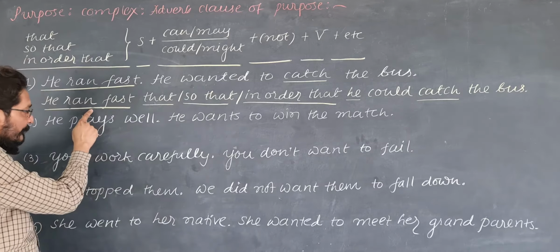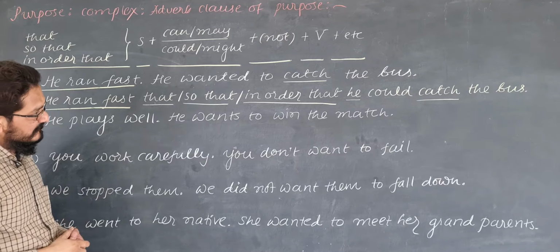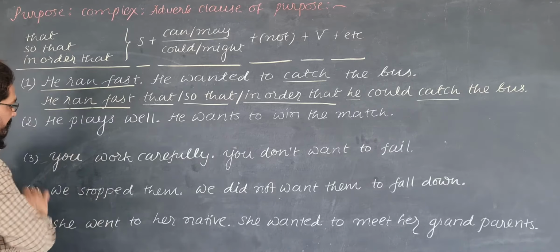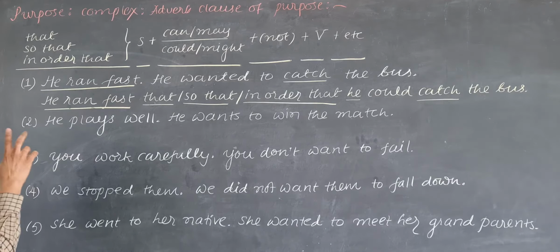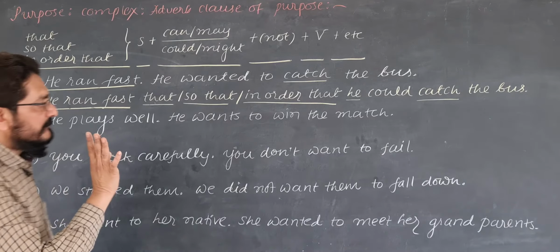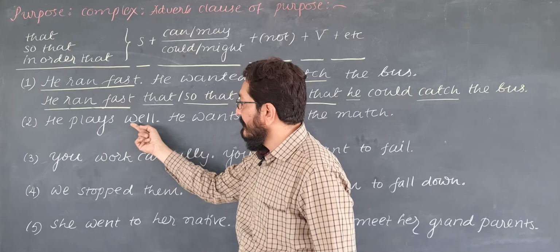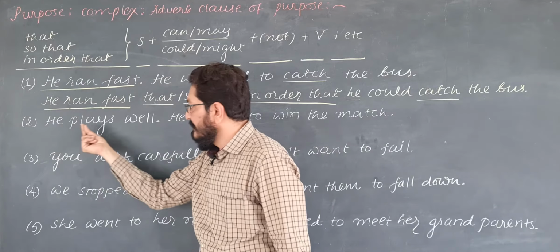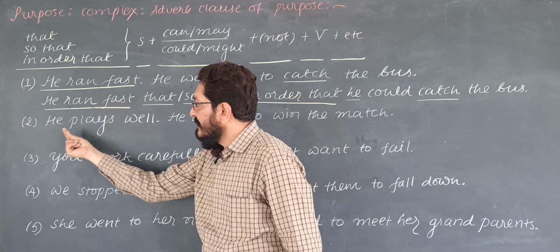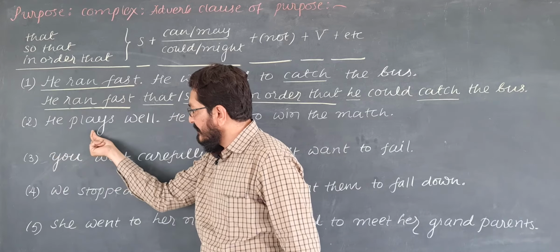This is the main clause, so the sentence is complex. Now see the second sentence. He plays well. He wants to win the match. He plays well. He is the subject. Plays is the finite verb. There is one pair of subject and finite verb.